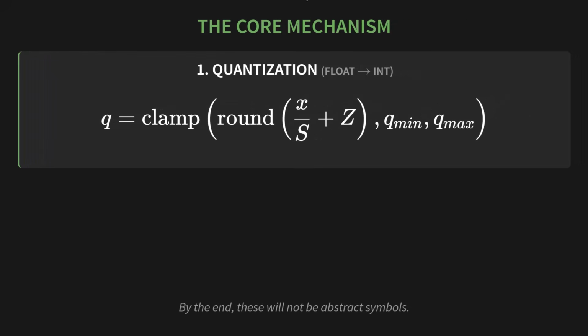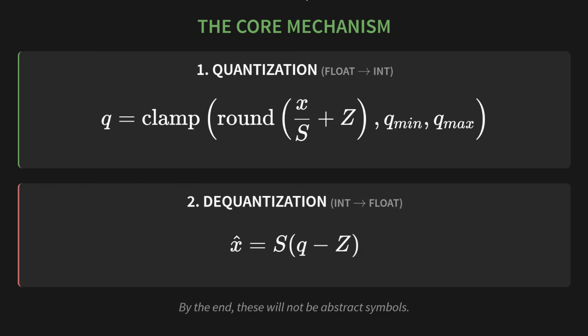QAT. This all comes down to the core mechanism, these two formulas you see on the screen. First, quantization. This is where we go from a float to an integer. It looks a little intimidating, right? And second, dequantization, where we go back from that integer to an approximate float. Right now, these are probably just abstract symbols. They might not mean much, but by the end of our session, I promise you they will not be abstract. You will understand exactly what each component does and why it's there.